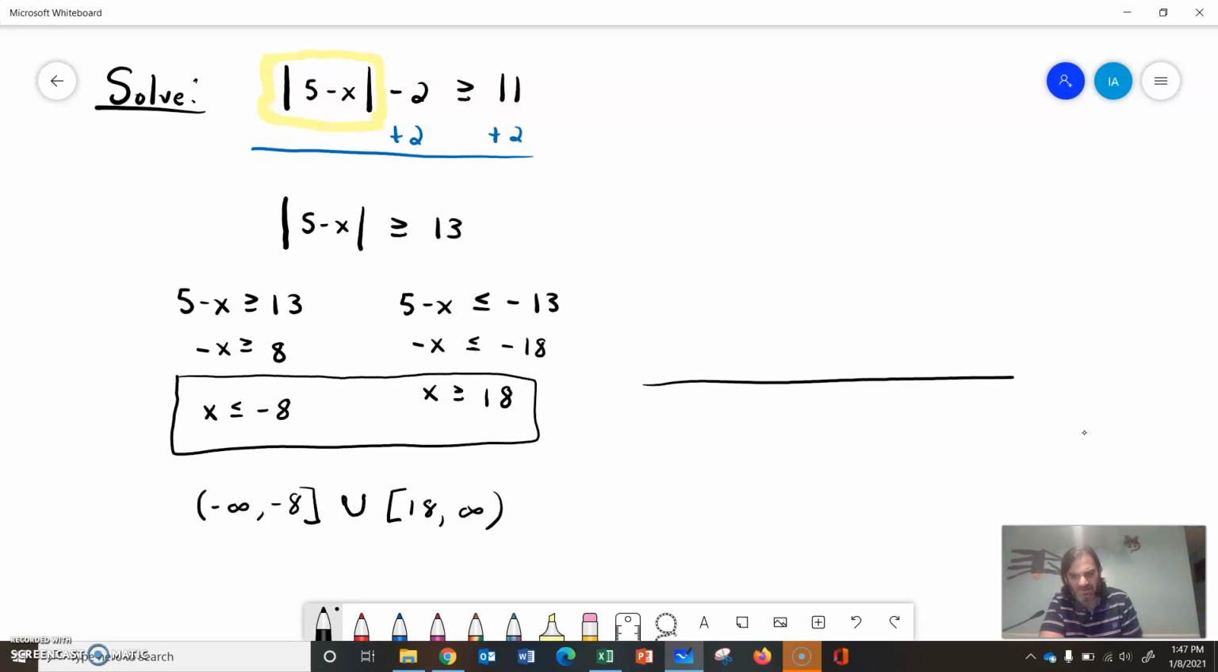So what that looks like on the number line, we'll drop our 0 in the middle, negative 8 on one side, 18 on the other. We can say fill in the circle at negative 8 and go to the left. Fill in the circle at 18 and go to the right. And that's all 3 forms if you wanted to see them. Never hurts to see everything.